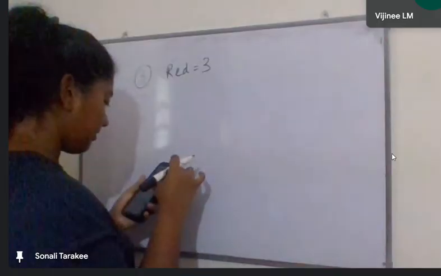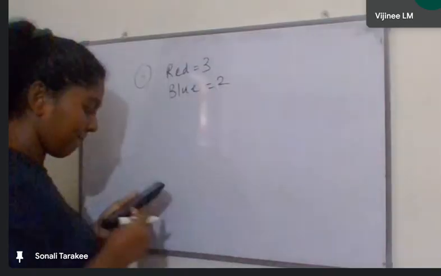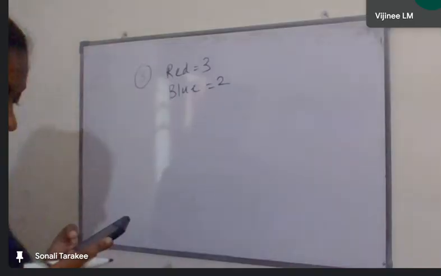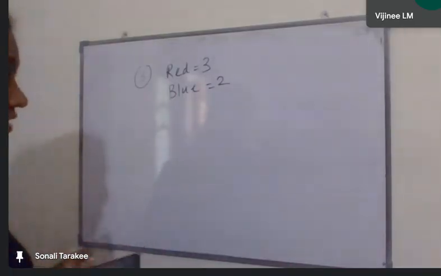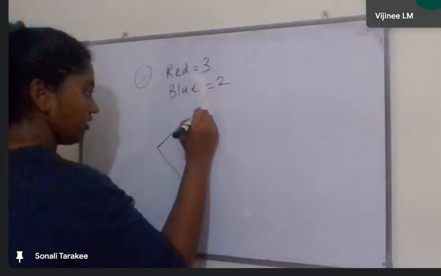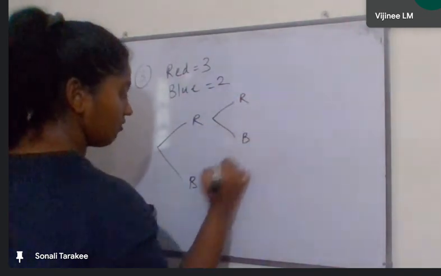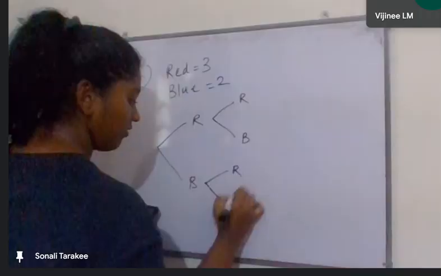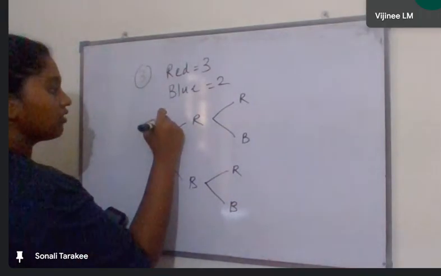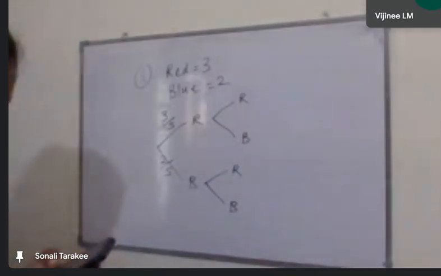3 red balls and 2 blue balls. A ball is drawn at random. If the ball is red, it is kept out of the urn and a second ball is drawn. Okay. So make two draws. First red, blue, and here red, blue, red. So taking a red ball is 3 over 5 here, here 2 over 5. Okay.